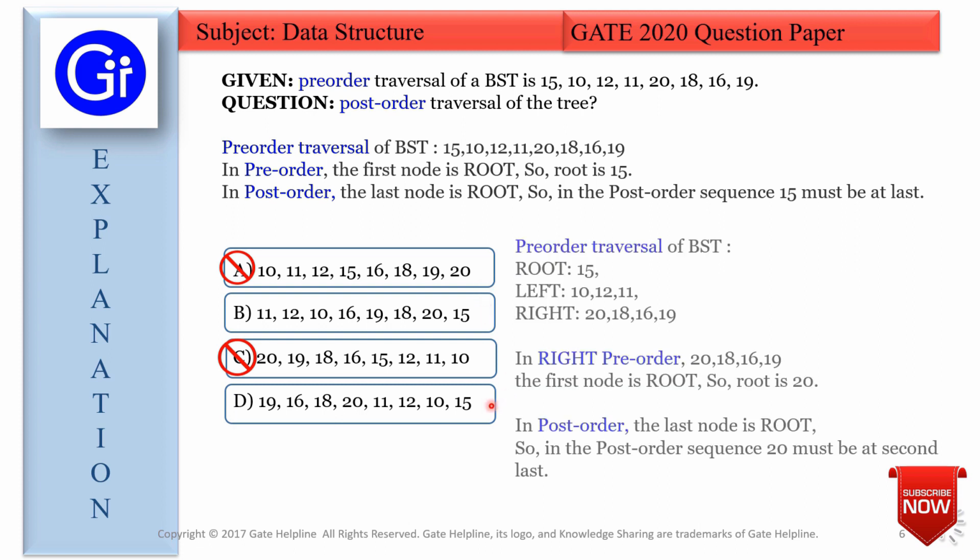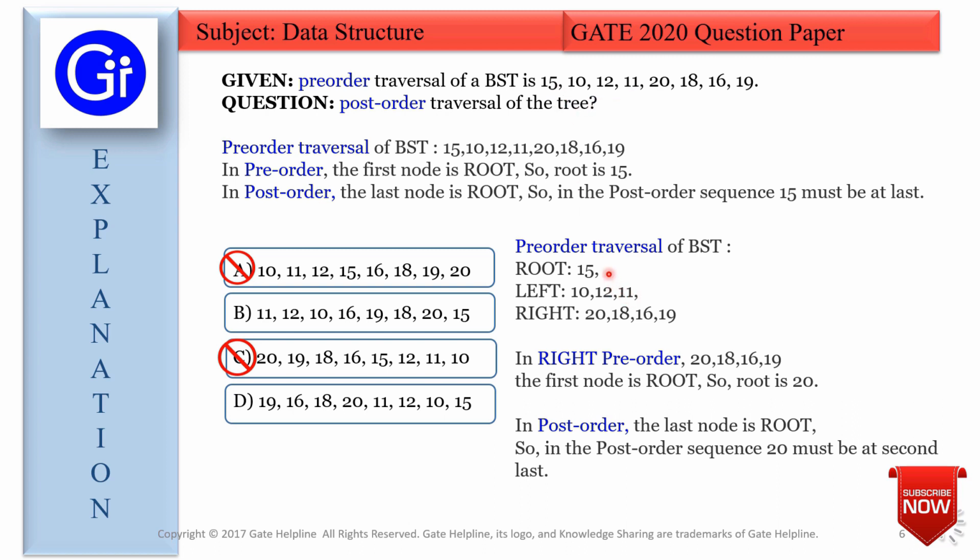So now we are left with options B and D. First we will check with the pre-order traversal of the BST. Here we found that root is 15. Whatever is less than 15 will become our left. After 15, we check: 10 is there, 10 is less than 15, so it will go to left. Then we have 12, also less than 15, so it will also become left. Then we have 11, also less than 15, so it will become left.